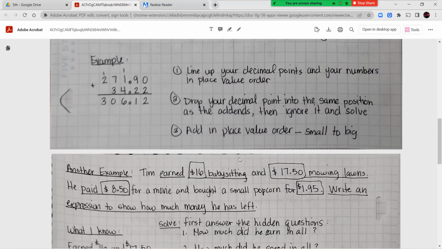We have 271 and 9/10, which is also 90/100ths, plus 34 and 22/100ths.